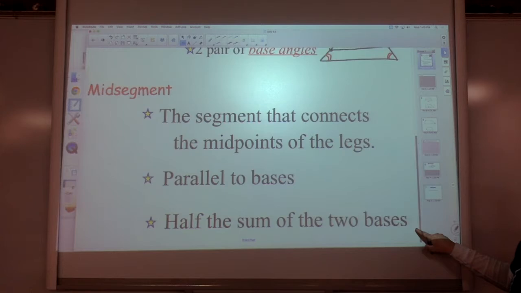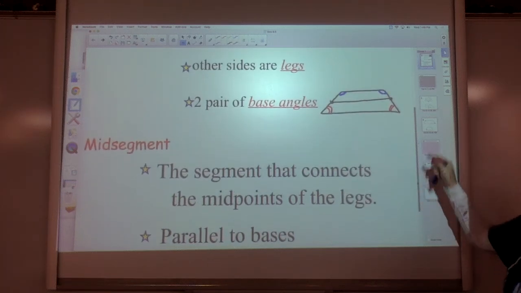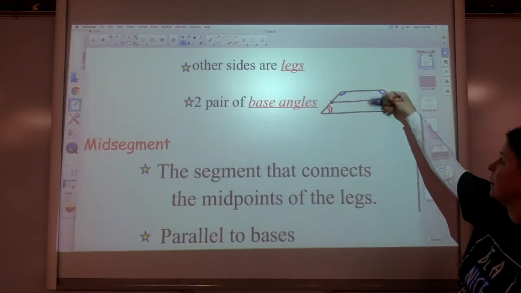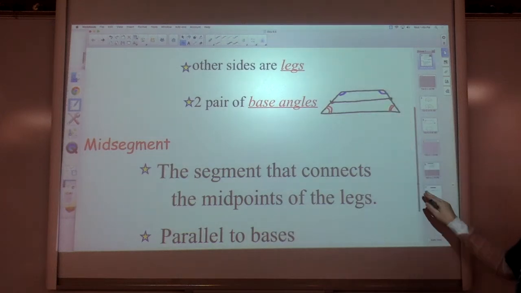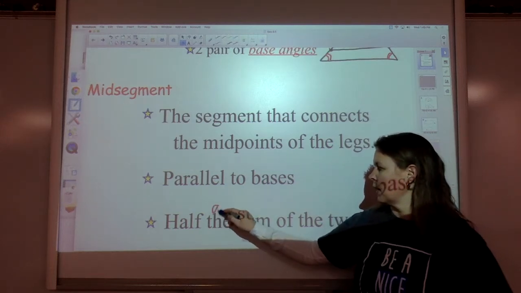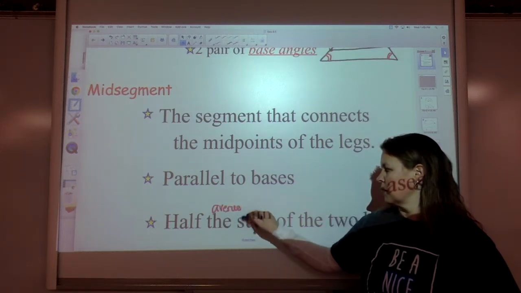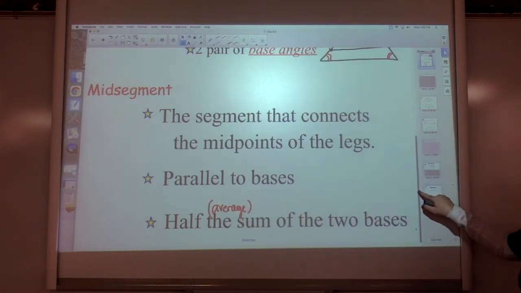And how big is a midsegment? It's half the sum of the two bases. So basically it's the average of the two bases. Take the top plus the bottom, or small base plus big base, add them up, cut it in half, and you have a midsegment. Half of the sum, or if you'd rather write it, the average of the two bases. It just basically means add them up, cut them in half.